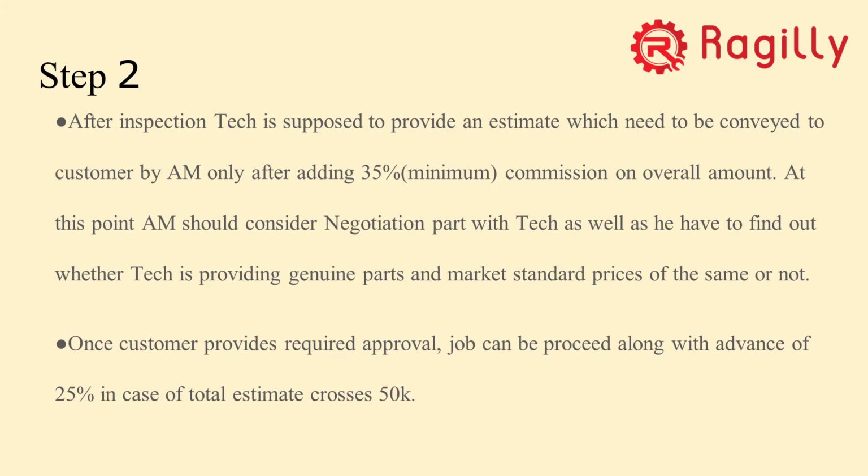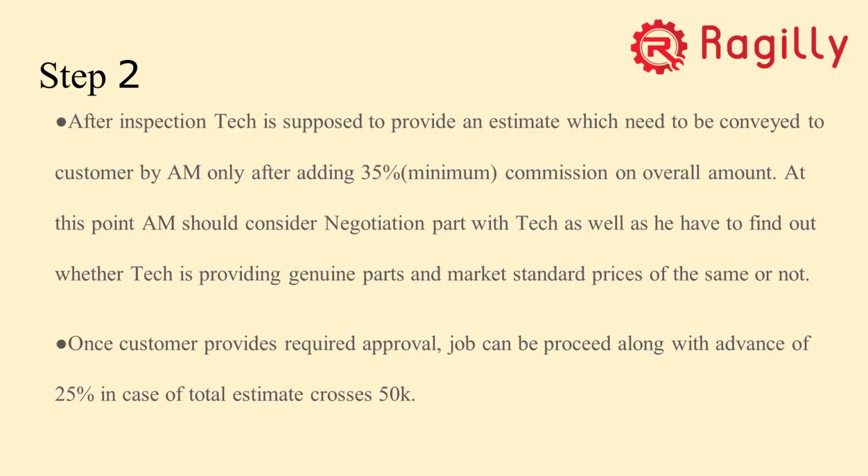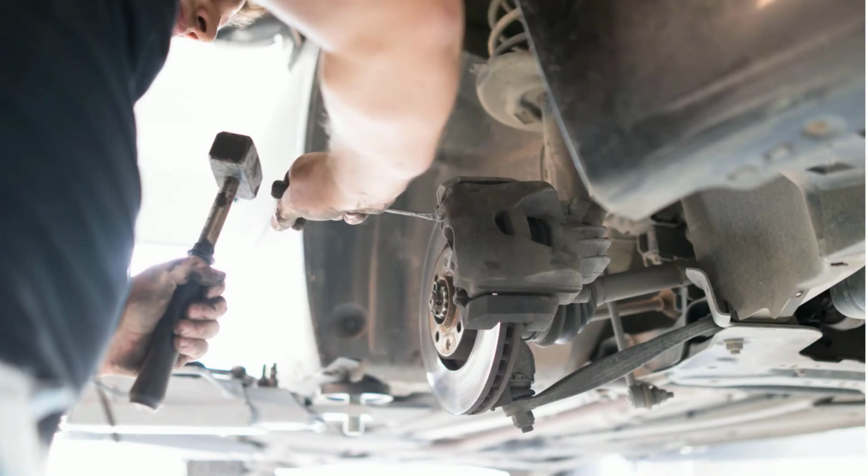So this comes to the next part, where we have to negotiate with the technician. Whatever parts they're saying, we have to check our previous data and analyze whether that part is really required for that particular job. You need to cross-check every time, because that's what Ragilly is: we endeavor to provide our customers the best services in a transparent way. So we just cannot add parts which are not required. We have to analyze that yes, for this particular job we really need these parts.